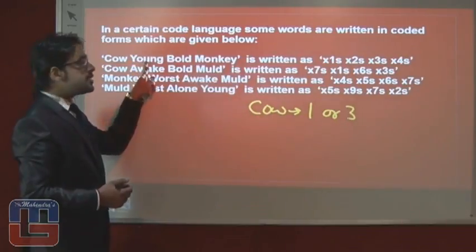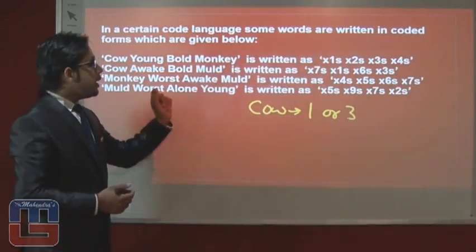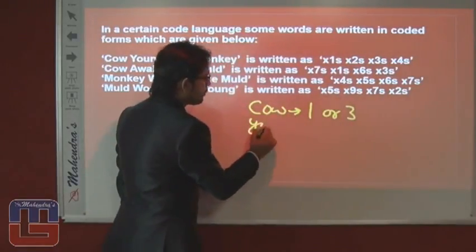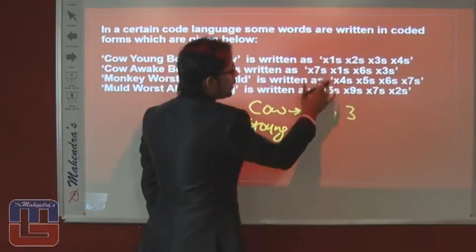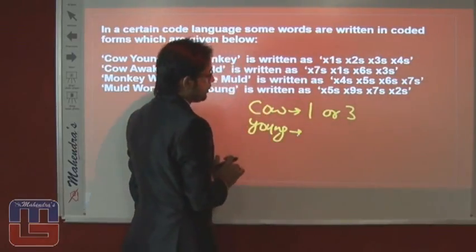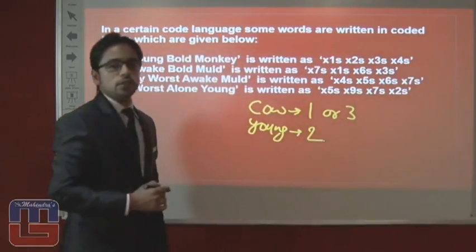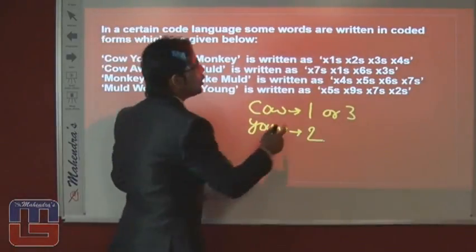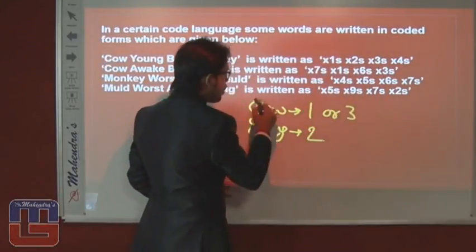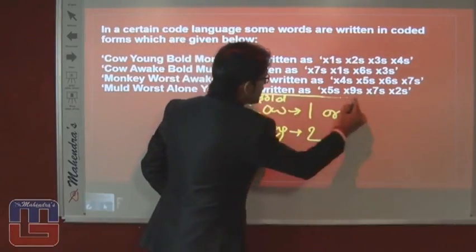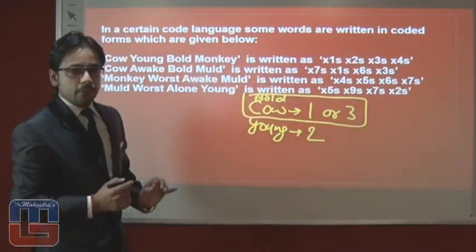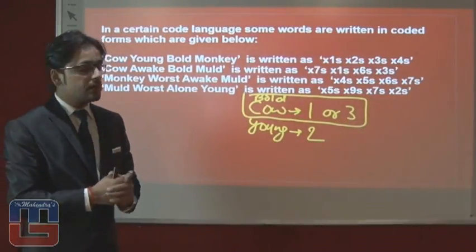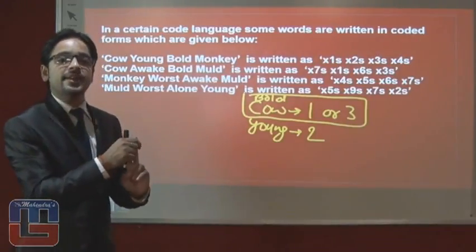Next word is young. Young is written in statement first and statement number 4. What is the right code for young? You can see X2 is written for young. Why haven't we taken X1? Because X1 is already for cow or 3. So the code for young is 2. Next word is bold. Bold is written in statement second, so the code for bold will be X1 or X3. This is the right code for cow and bold. If the examiner wants to know the code for bold, we cannot say exactly; it is either X1 or X3.